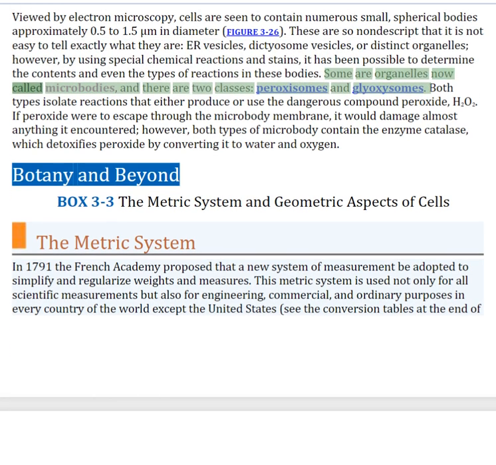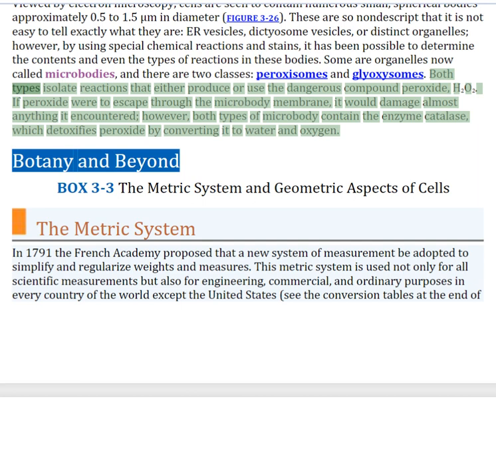Some are organelles now called microbodies, and there are two classes, peroxisomes and glyoxysomes. Both types isolate reactions that either produce or use the dangerous compound peroxide, H2O2. If peroxide were to escape through the microbody membrane, it would damage almost anything it encountered. However, both types of microbody contain the enzyme catalase, which detoxifies peroxide by converting it to water and oxygen.